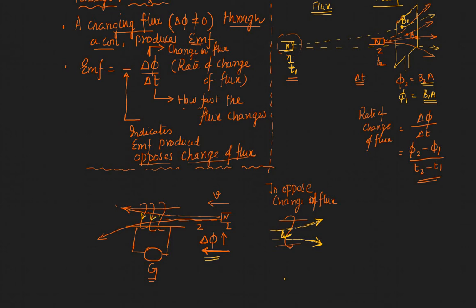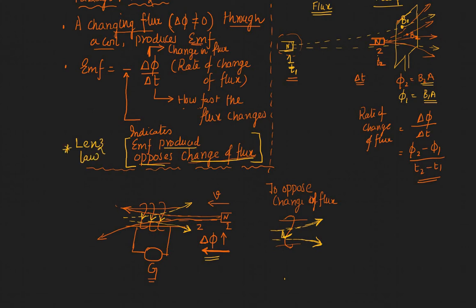So your current will be produced like this, so that it opposes the changing magnetic flux. That is the significance of this line. It opposes the change of the flux, and this minus sign over here, which indicates that the EMF produced opposes the change in flux, is called Lenz's law.